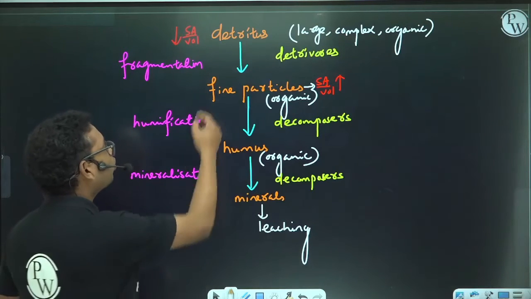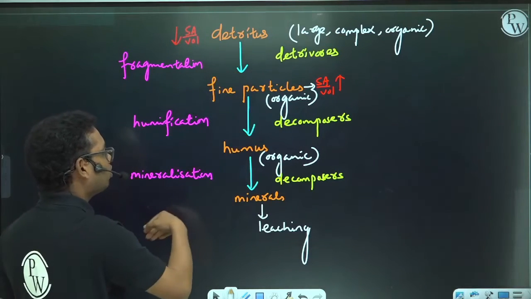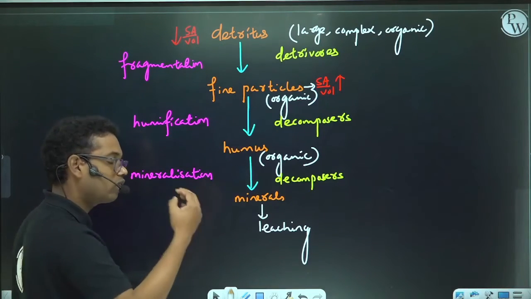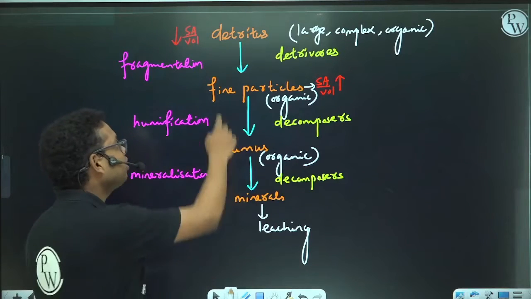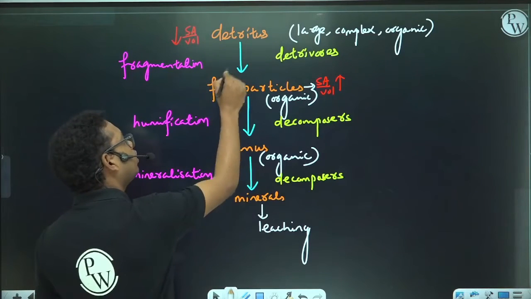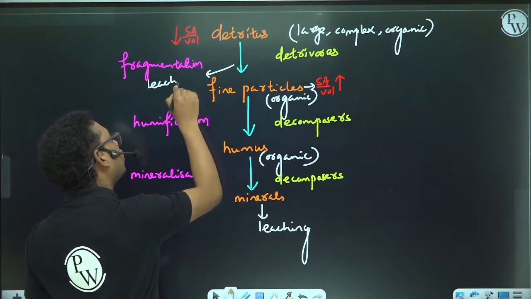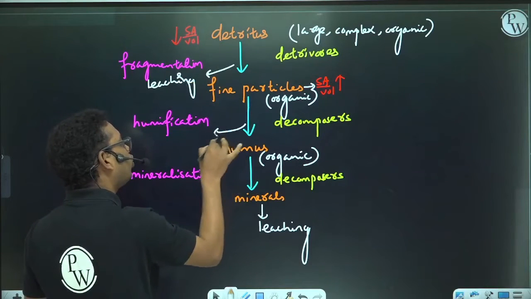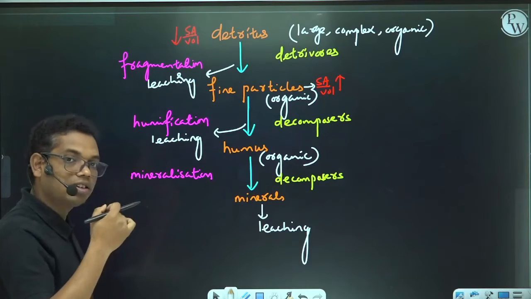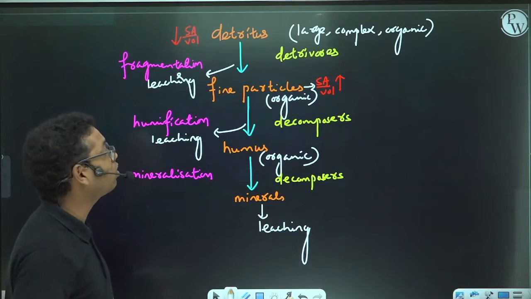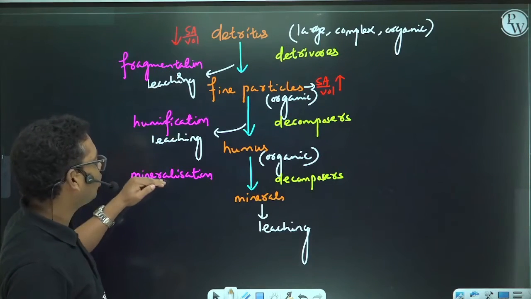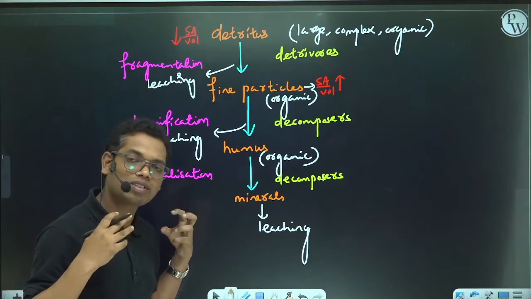Okay, and during the process of fragmentation or humification, in these processes also some amount of minerals will be washed downward along with the percolating water. That means in this step also some amount of leaching will take place. So I can write here some leaching will take place over here, and some amount of leaching will also take place over here. So the process of decomposition includes 4 different events: fragmentation, humification, mineralization, and leaching. And all these processes take place simultaneously.